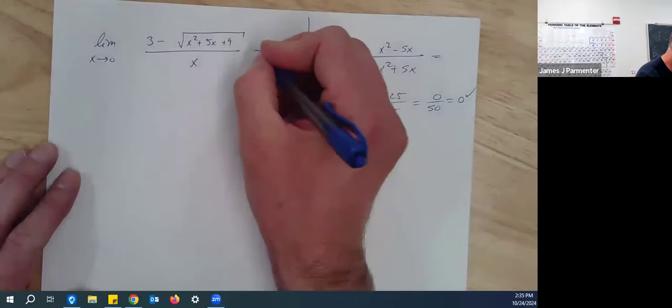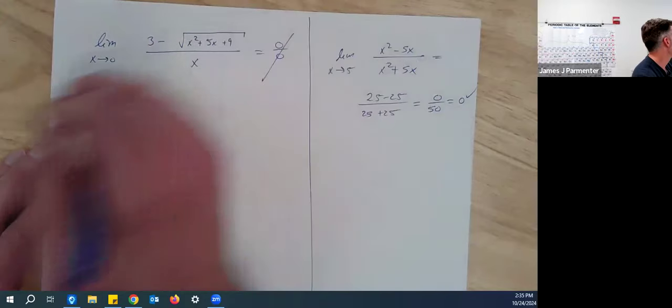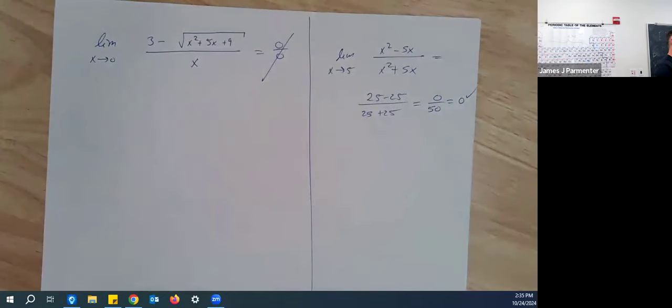0 divided by 0 is trash. Or what I should really say is 0 divided by 0 means there is more work to be done. You cannot stop there, because 0 divided by 0 could literally be any value. That's why it's called an indeterminate form, because the value is not yet determined. We have to do the work to determine it. So now we're going to do step 2, which is multiply by the conjugate.